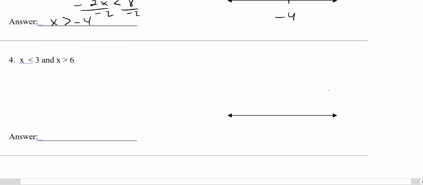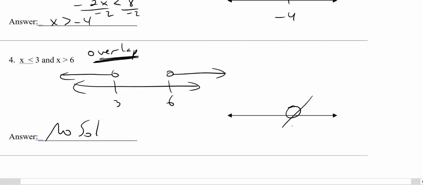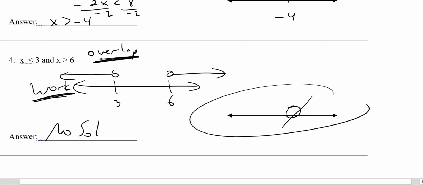Next problem. Okay, it's an AND problem. So again, I'm going to do my work. And AND means wherever it overlaps. Right? So I graph, this is 3 and 6, less than 3, greater than 6. Where does it overlap? It doesn't. No solution. So please don't draw a graph on here. There's no graph here, guys. This is your work. But if you say no solution, there's nothing on the graph. Okay, this is it. All right?